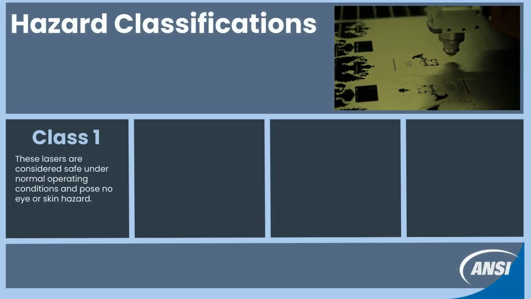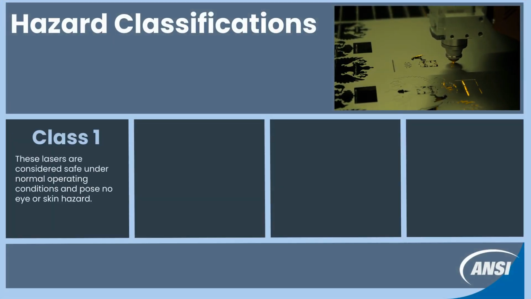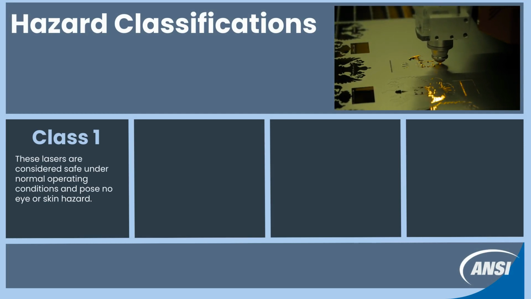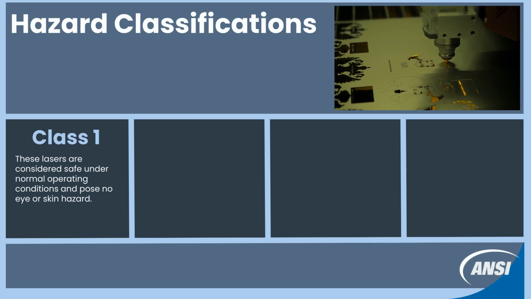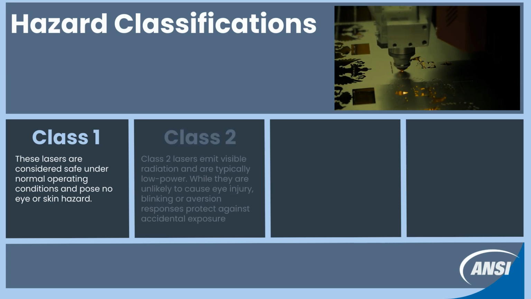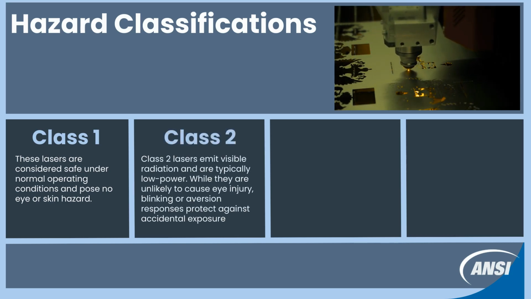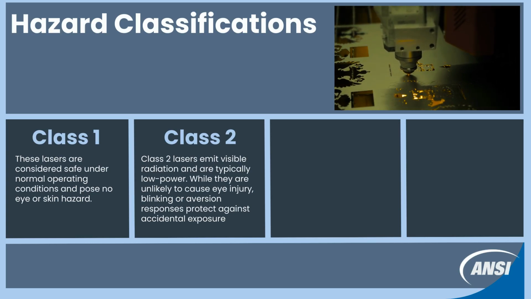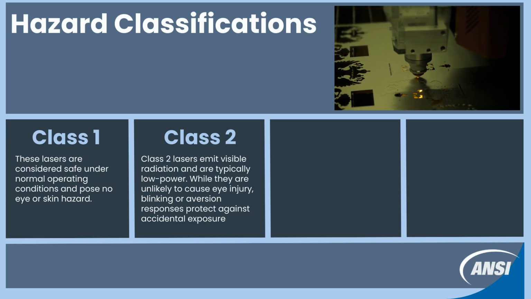Class 1 lasers are safe under normal operating conditions and do not pose a hazard to the skin or eyes. They are exempt from any controls. Class 1M lasers are safe and do not normally pose a hazard for unaided viewing, but may be hazardous if viewed with collecting optics. Class 2 lasers are low-power lasers that emit visible radiation and are unlikely to cause eye injury. However, blinking or aversion responses are recommended to protect against accidental exposure.